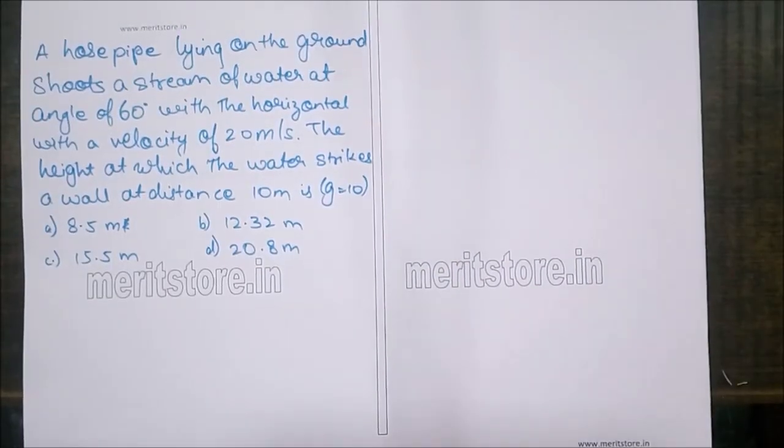A hose pipe lying on the ground shoots a stream of water at an angle of 60 degrees with the horizontal with a velocity of 20 meters per second. The height at which the water strikes a wall at a distance of 10 meters is, the options given are 8.5 meters, 12.32 meters, 15.5 meters and 20.8 meters.